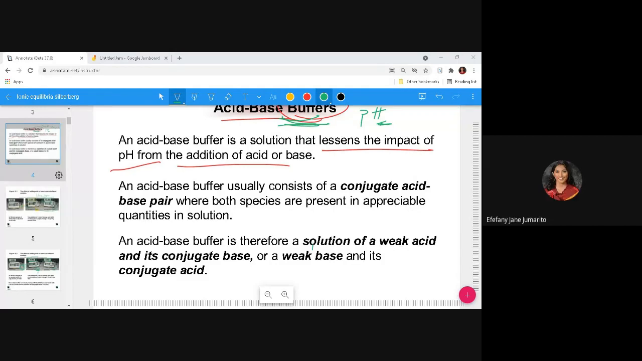Okay, so an acid-base buffer usually consists of a conjugate acid-base pair. Meaning, we have a conjugate. When we have a conjugate, is it a strong or weak acid or base? Weak. Okay, weak, because we cannot create a conjugate acid-base pair if we have a strong acid or a strong base.